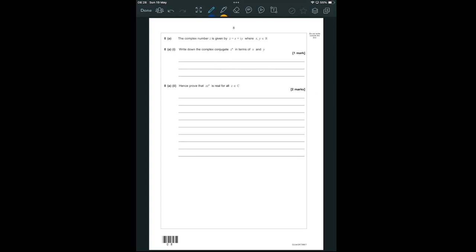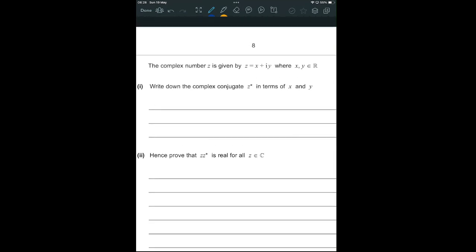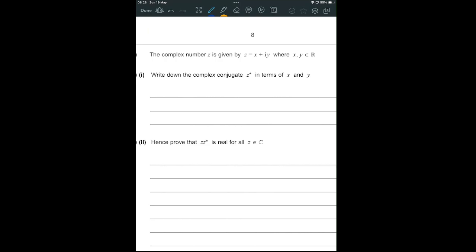The next question. Complex numbers now. Write down the complex conjugate Z star. Bit of memory what the complex conjugate meant. It's just the same but with the opposite imaginary part. Hence prove that ZZ star is real. Be warned of that word proof. We do need to make sure that we argue carefully. No skipping of steps, no cheating.